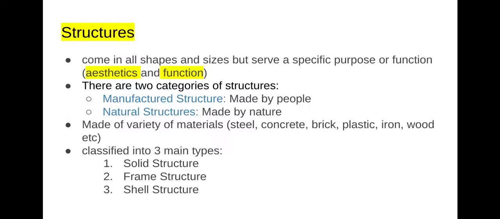First thing I'm going to talk about is structures themselves, and a few things that we need to know about structures is that they can come in many shapes and many sizes, but they always serve a purpose or function. So when we talk about the shape or the size, we're talking about what it looks like and its aesthetics. And when we talk about function or its job, there are two kinds of categories of structures. You can have a manufactured structure, meaning it's made by humans, or you can have a natural structure where it exists in nature. We are going to look at the variety of materials that can be made, from steel and concrete to brick, plastic, wood, rocks, soil.